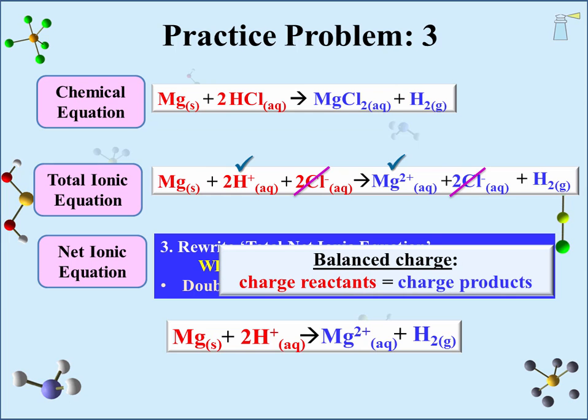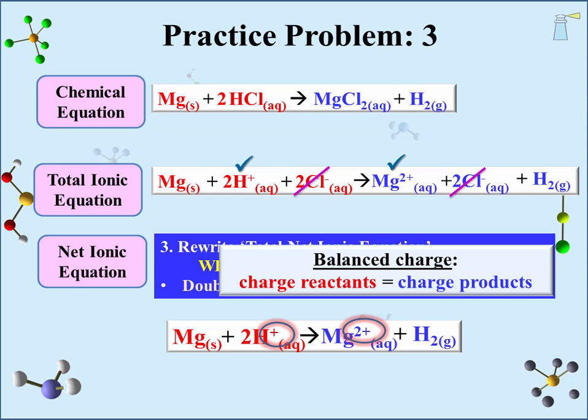What about charge? Is the net charge on the reactants the same as the net charge on the products? On the reactant side, there are 2 +1 ions for a total charge of +2. On the product side, there is 1 ion with a +2 charge. Both sides have a total charge of +2 and are balanced.